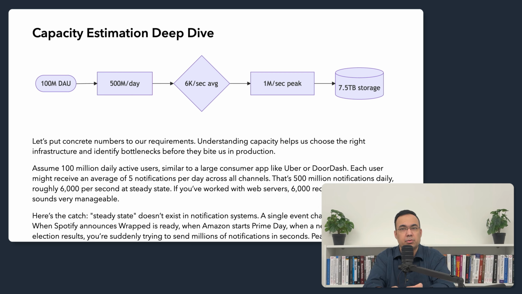Storage accumulates pretty quickly, since each notification needs metadata as well. For example, recipient, channel, content, status, and timestamps are the main components of metadata. Let's call it 500 bytes per notification. At 500 million daily with 30-day retention, that's 7.5 terabytes of notification records. PostgreSQL with partitioning or Cassandra can handle this, but you need to plan your data life cycle pretty early in the process. Now let's examine the economics.